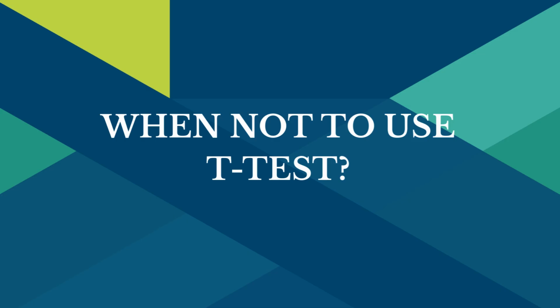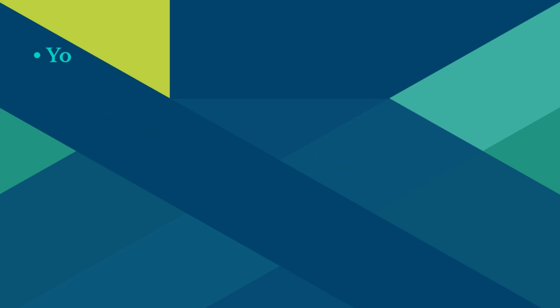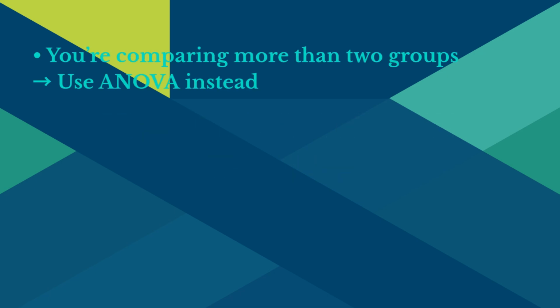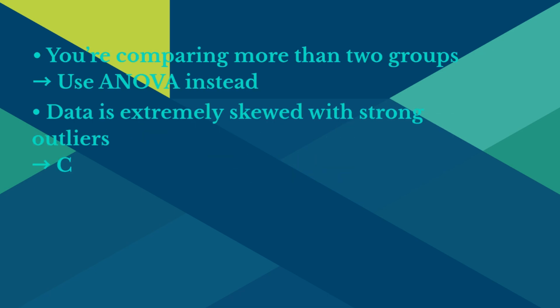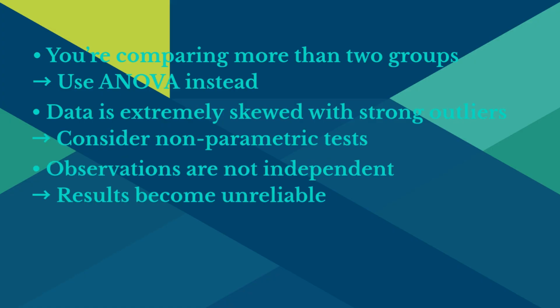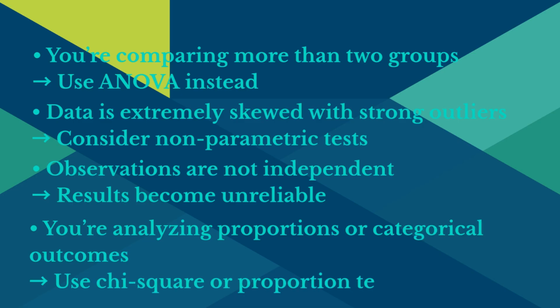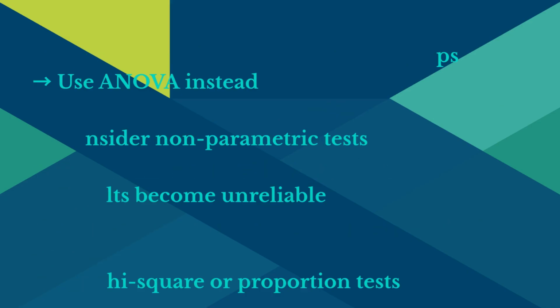The t-test is extremely useful, but it is not universal. You should not use a t-test when you are comparing more than two groups, data is extremely skewed with strong outliers, observations are not independent, or you are analyzing proportions or categorical outcomes. Statistics is about choosing the right tool, not forcing one tool everywhere. Knowing when not to use a t-test is just as important as knowing how to use it.